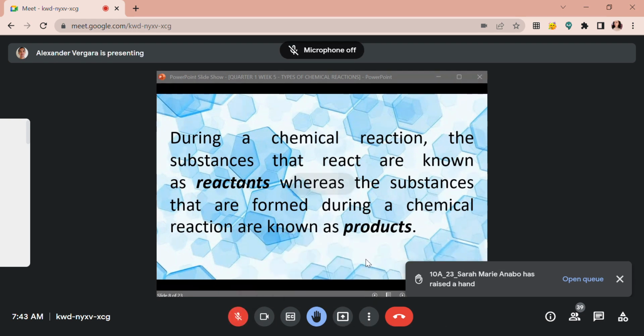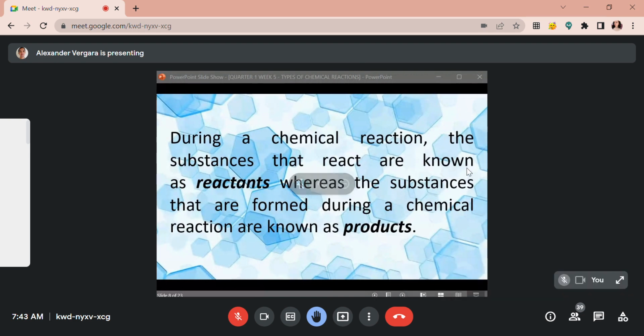Yes, the reactant should be equal to the product. Yes, Sarah. Sarah Marie Anabo. The number of atoms and elements, both before and after the arrow, are the same. Yes, very good. So that is the law of conservation of mass. Always remember, the mass of the reactant is always equal to the mass of the product.